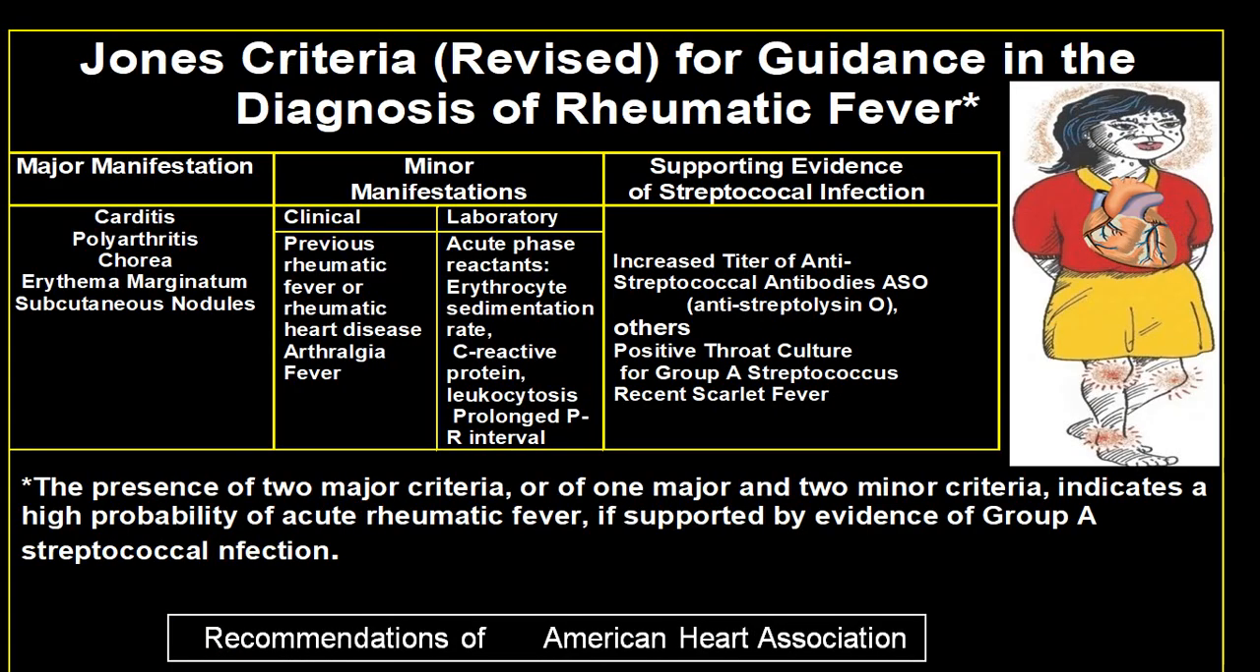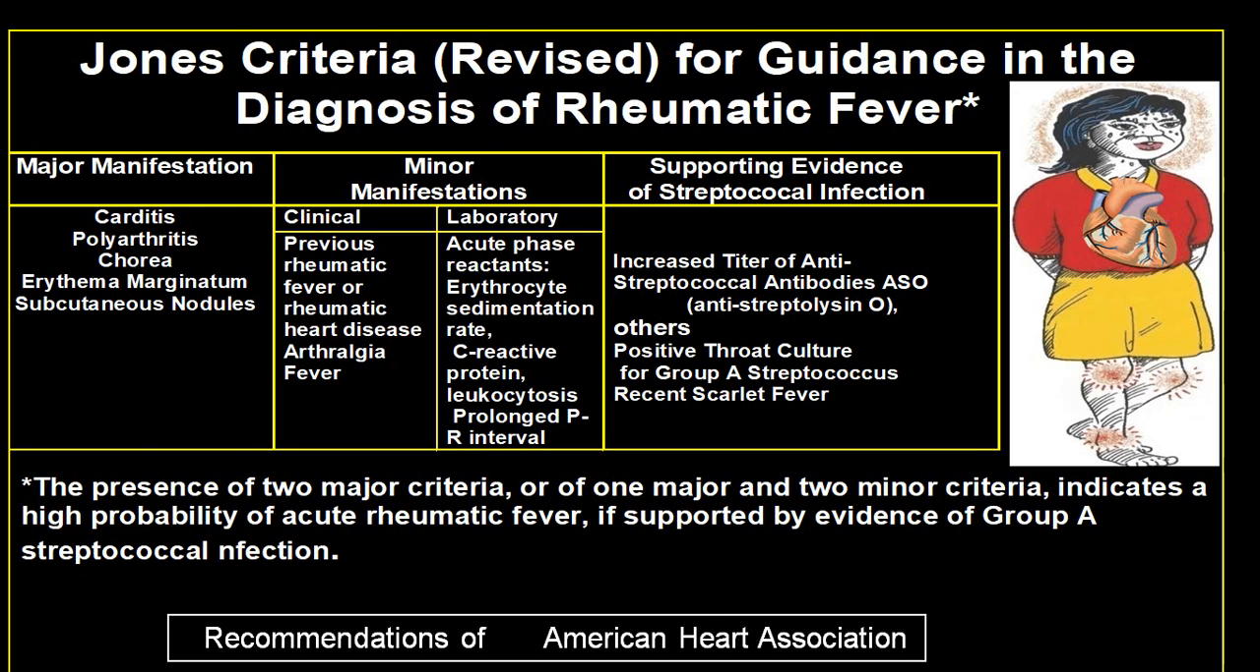There is something called the Jones criteria, and now there is what we call the revised Jones criteria, for diagnosis of rheumatic fever. It is divided into major, minor and supportive criteria. Major criteria are carditis, polyarthritis, chorea, erythema marginatum and subcutaneous nodules. So these are the 5 major criteria.